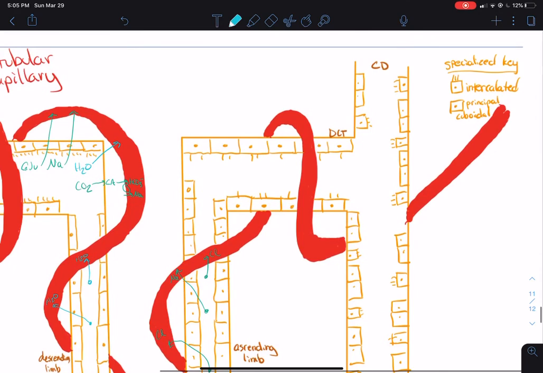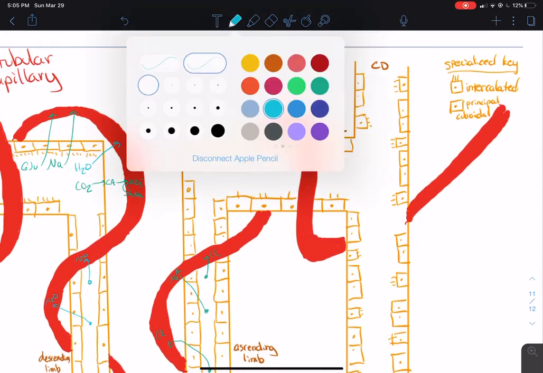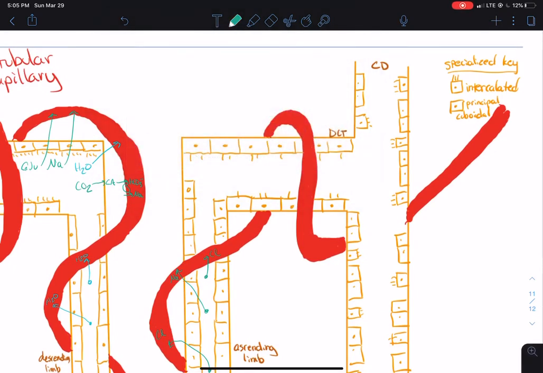Okay, now we get up to the DCT. Let's start with the easiest one first. This is where we're actually going to absorb calcium. So I'm going to draw calcium 2 plus. Oh, I'm sorry, I'm going to draw it this way. It goes into the bloodstream, calcium. All right, that's the simplest one.